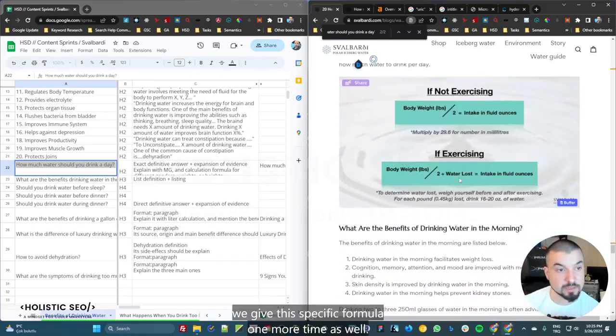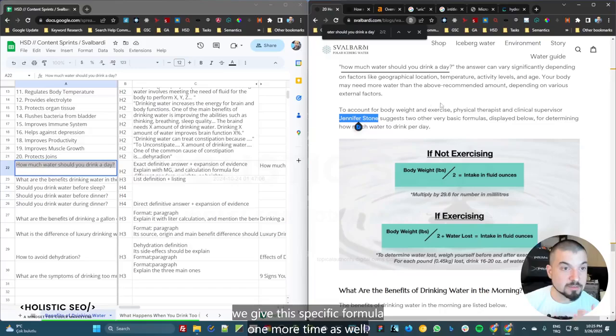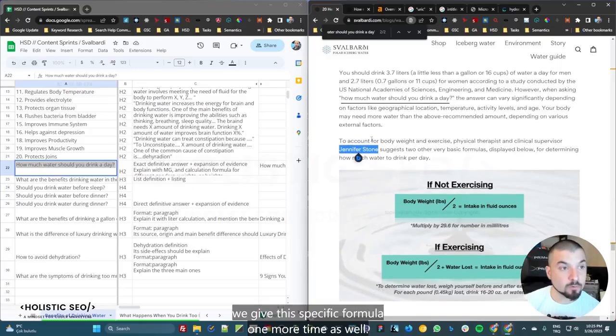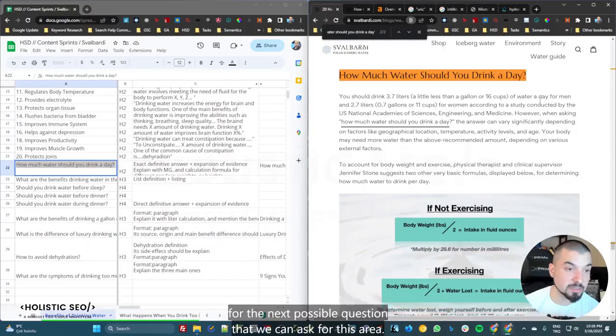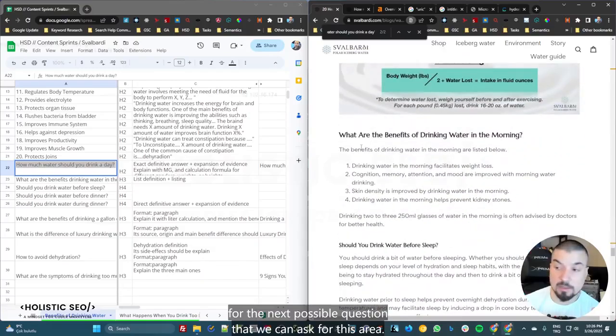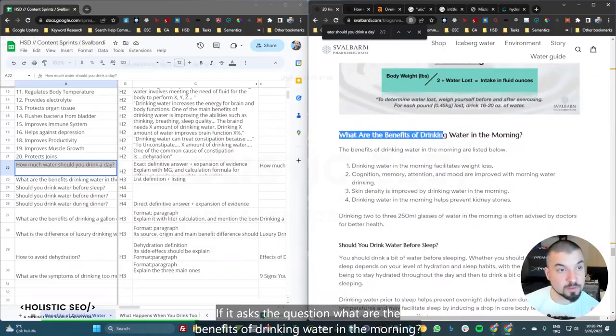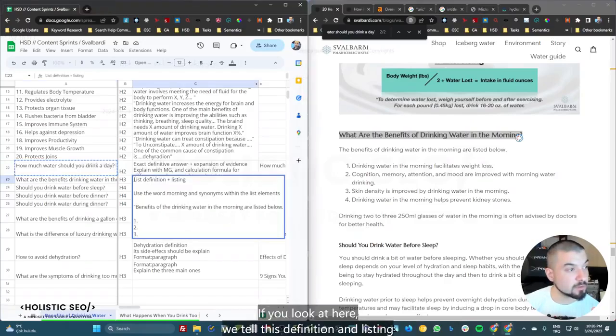One more time, and here we give this specific formula one more time as well. But using the specific word "to account" here, it is a direct annotation for the next possible question that we can ask for this area. If we ask the question, what are the benefits of drinking water in the morning? If you look here, we tell list definition and listing.